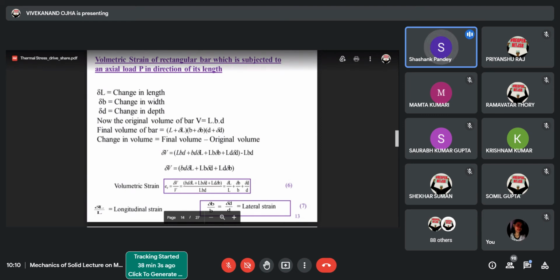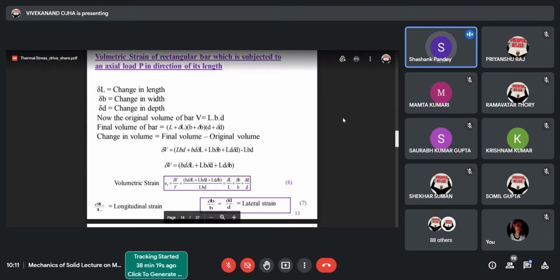So we know that the original volume is given by L B D. Final volume is given by L plus del L, B plus del B, D plus del D, and all the del terms will be accompanied. So change in volume is nothing but final volume minus original volume, and this turns out to be del L upon L, del B upon B, and del D upon D.